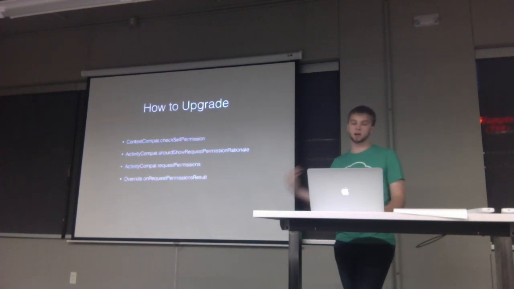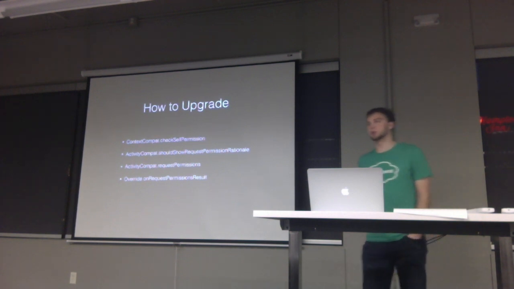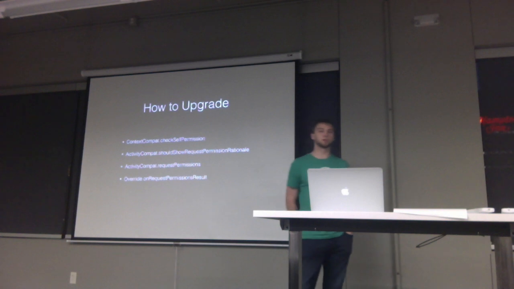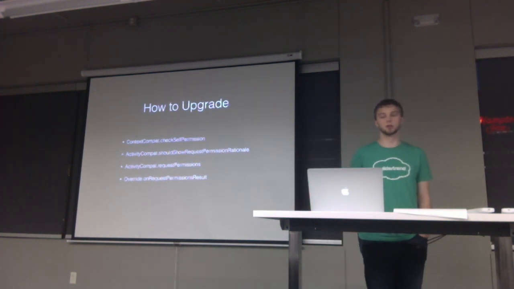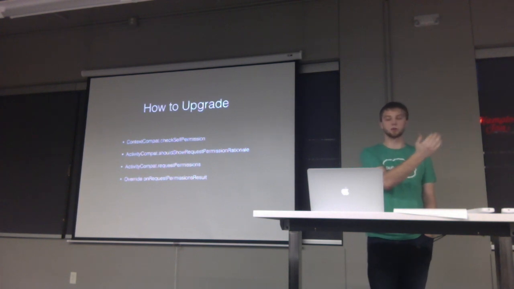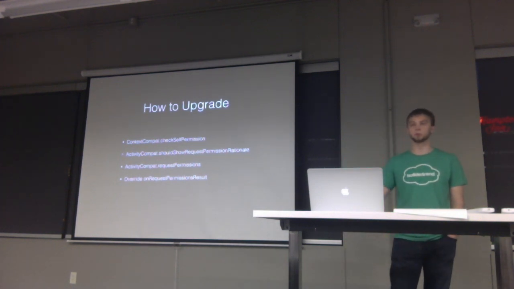If not, there's another method that you should check, and that's on activity compat, and that is should show request permission rationale. And basically what that does is that allows you as a developer to show, hey, I really want this permission for, say, photos, and you can say to the user, this is why I need it. So you can display a dialog explaining that. And if they say, okay, I guess I'll add that now, then you can request the permission with this next thing here, which is activity compat request permissions.